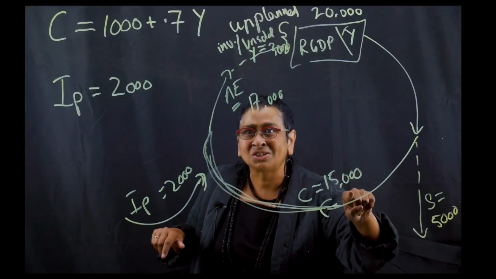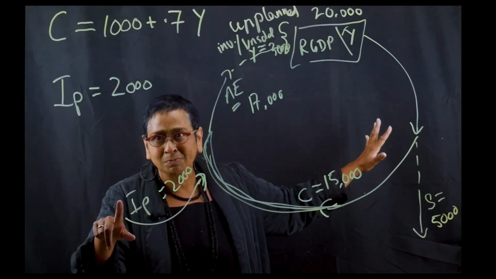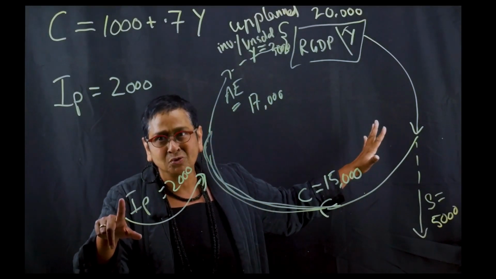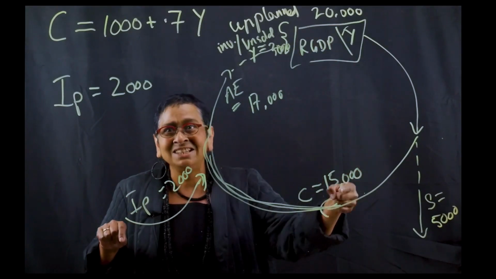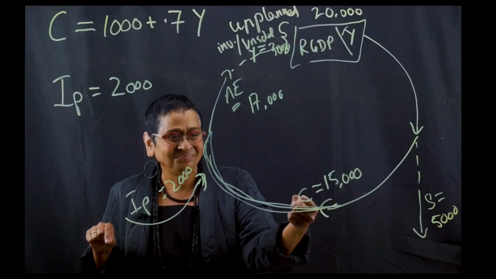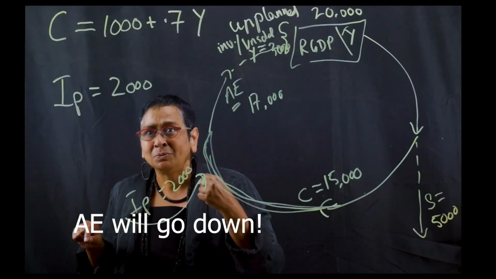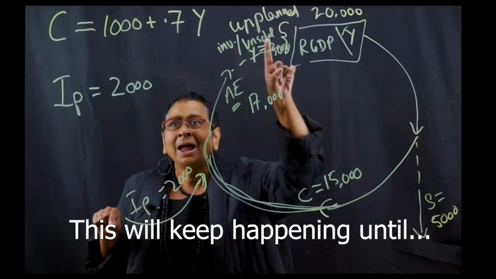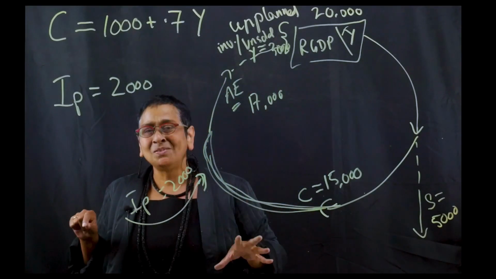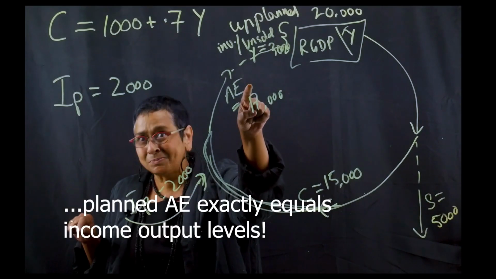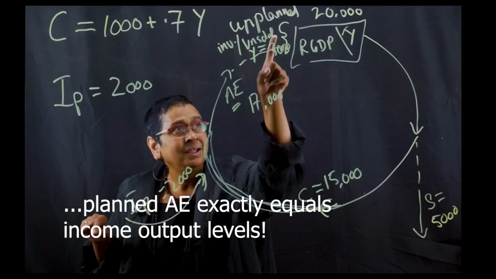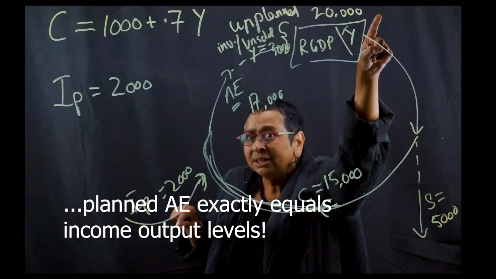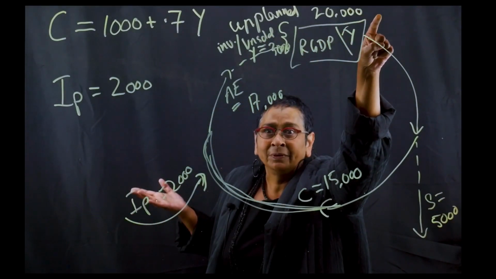And because C is going down, even though ceteris paribus, I haven't had any change in interest rates so far, there hasn't been a change in planned investment, because of the decline in consumption, aggregate expenditure will go down. And this will keep happening until I reach the point where planned aggregate expenditure, what people want to buy, exactly equals income, output levels, right?